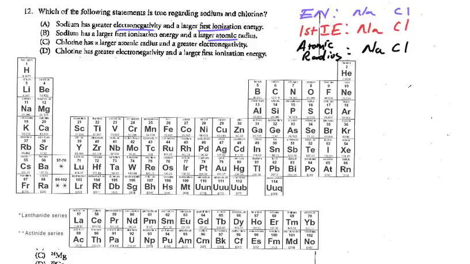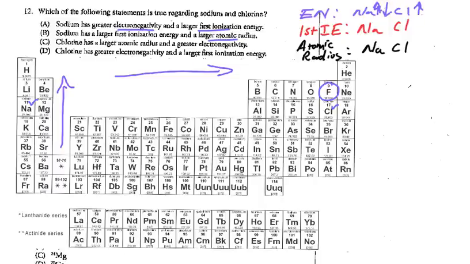When we're comparing electronegativity, you remember as you go up and as you go to the right, electronegativity increases, because fluorine actually has the highest electronegativity. So chlorine is more to the right than sodium is, so it's going to have the higher electronegativity. Chlorine's going to have the higher electronegativity, sodium's going to have the lower electronegativity.